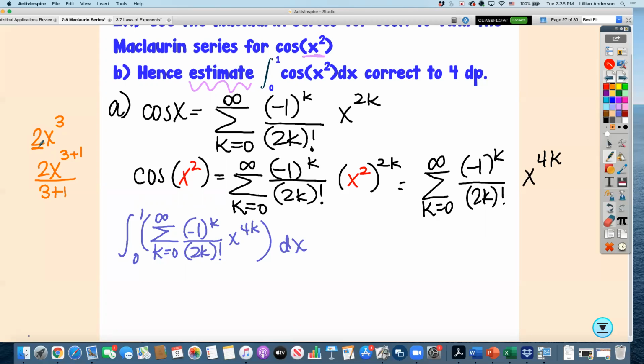So again, very similar to differentiation, the coefficient that's represented by the summation and the negative 1 to the k power over 2k factorial, that can be pulled out of the integral. Because that's not going to change until after we get the new exponent, divide, and then multiply, right?